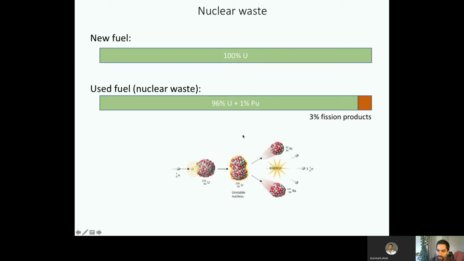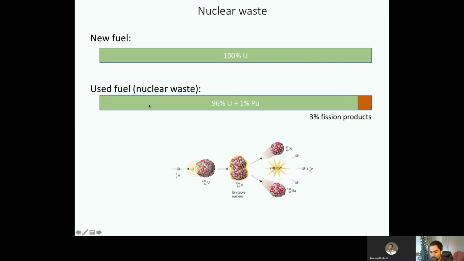These fission products, just to remind you, are the thing that comes out of the fission reaction. So we have the uranium fissioning, and the things that it's split into are the fission products. They only make up 3% of what we call waste. And this is a little bit complicated to handle because it's pretty radioactive.